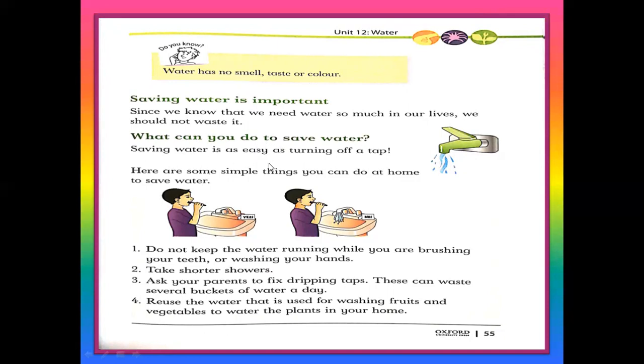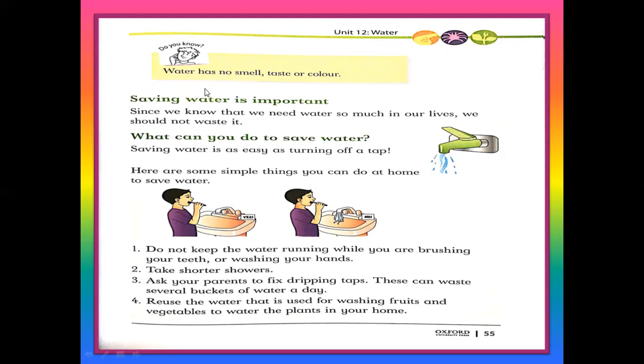Saving water is as easy as turning off a tap. Here are some simple things you can do at home to save water. Number one, don't keep the water running while you are brushing your teeth or washing your hands. Number two, take shorter showers. Number three, ask your parents to fix dripping taps. These can waste several buckets of water a day. Number four, reuse the water that is used for washing fruits and vegetables to water the plants in your home.